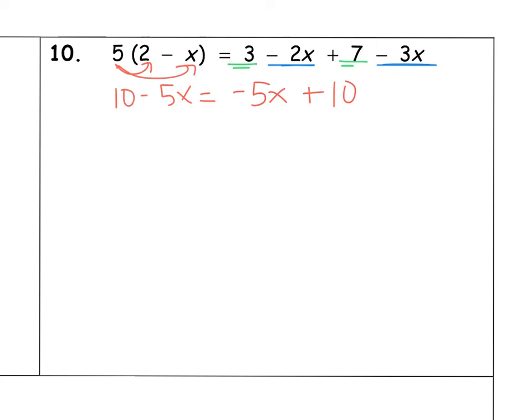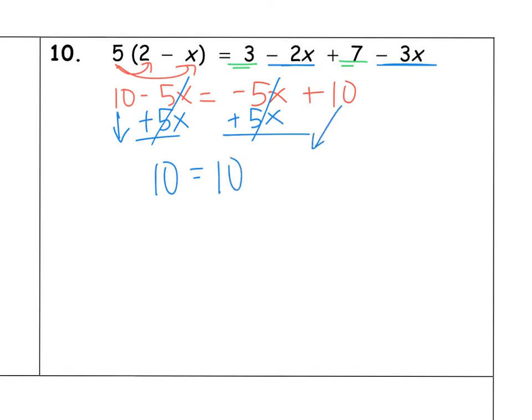How do we do that? The opposite of negative 5x is positive 5x, or its inverse. So I can add 5x to the right, which means I also have to add 5x to the left, because we always have to keep everything balanced. They cancel out on both sides here, and now I'm left with a 10 up here that I can bring down, and I can bring down my equal sign and this 10. So I get 10 equals 10.